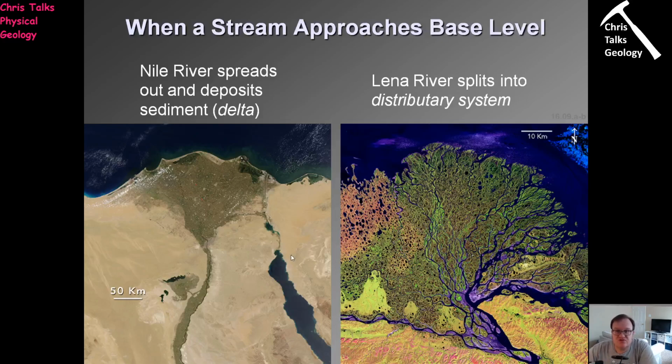So, when a stream approaches its base level, what do we get? We've already discussed this. We get deposition. All right, so here's the Nile. You can see the Nile Delta right here. We've obviously got lots of deposition here. That's because the waters of the Nile are hitting the waters of the Mediterranean Sea. The river is slowing down as that impact occurs. It's losing velocity, and it has to dump sediment.